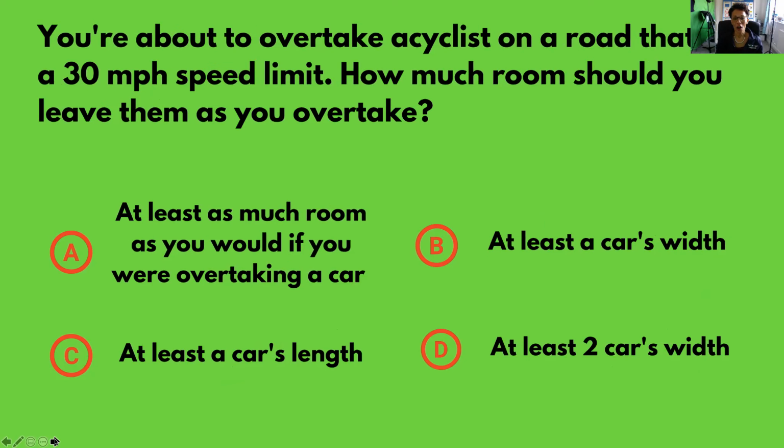Next question. You're about to overtake a cyclist on a road that has a 30 miles per hour speed limit. How much room should you leave them as you overtake? A, at least as much room as you would if you were overtaking a car. B, at least a car's width. C, at least a car's length. D, at least 2 cars' width. What do you think the right answer is here?